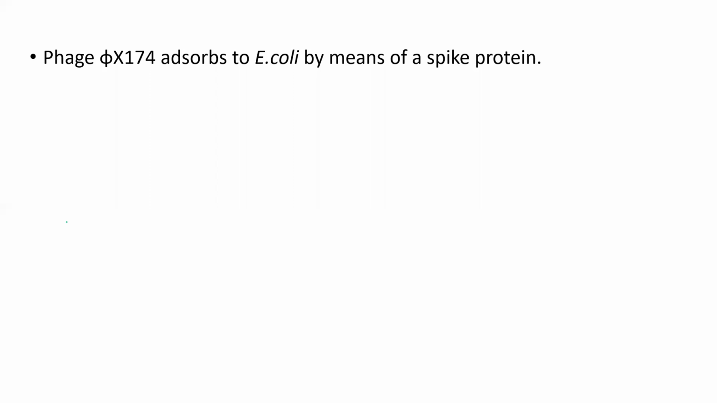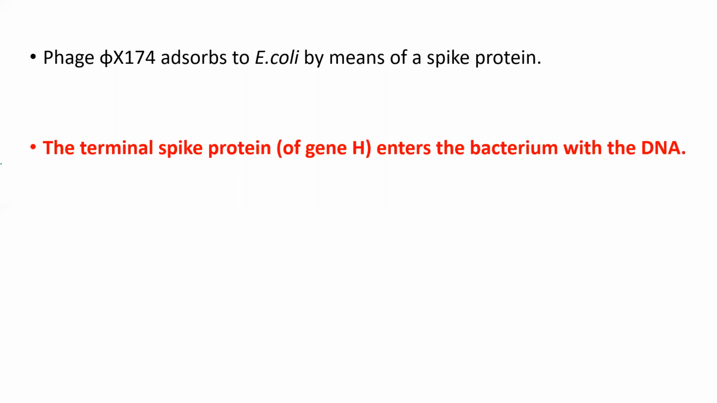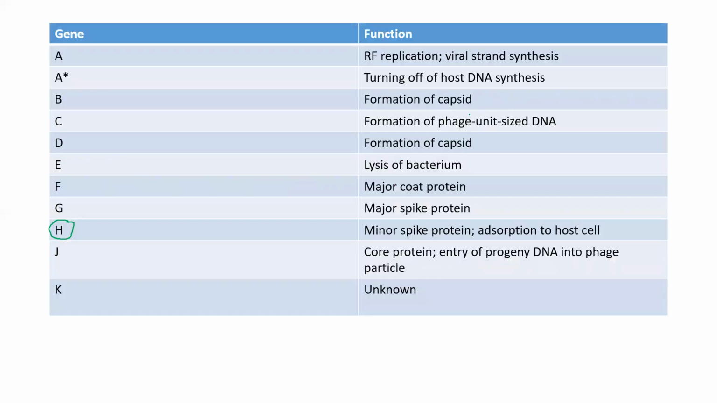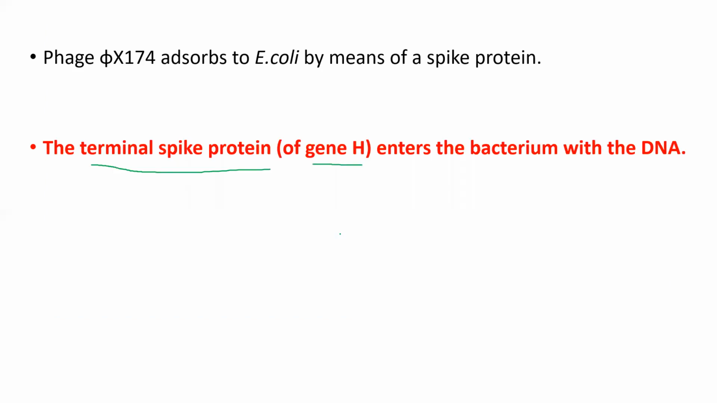But in contrast to T phages, here along with DNA, a protein also enters the bacterium. So the terminal spike protein coded by the gene H, which is a minor spike protein and which is also involved in adsorption to the host cell, this terminal spike protein or the H protein enters the bacterium with the DNA. So at this point, the ΦX174 bacteriophage differs from T phages or other phages. T phages do not inject proteins, but here you can see that ΦX174 is injecting a protein as well along with the single-stranded circular DNA.